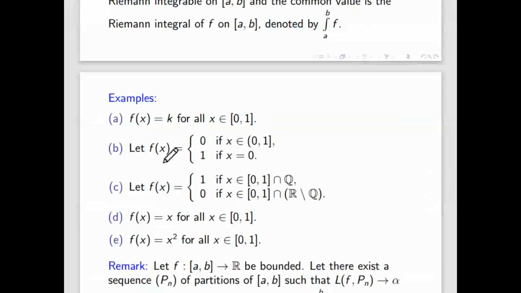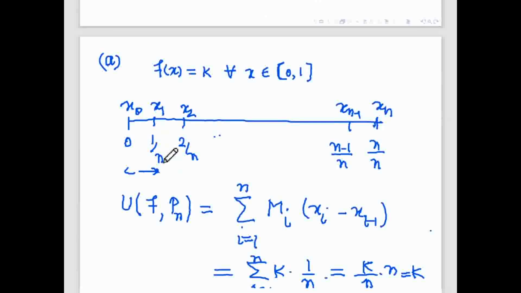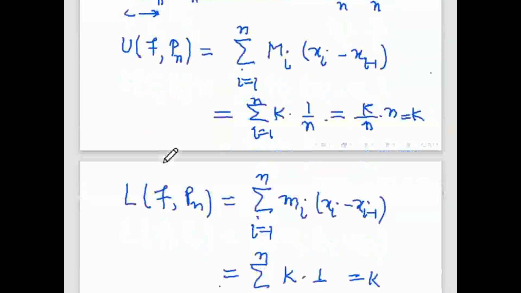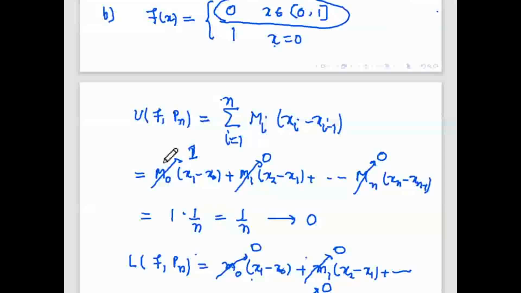Sir, why is m0 equal to 1? Can you please explain once again? I am just using the basic definition. I have to find the supremum in each interval, multiply by the length of the interval, and add all those things, and you will get the upper sum. Here the lengths of the intervals are all equal, that is 1 by n. Now in this interval x0 to x1, what will be the supremum?